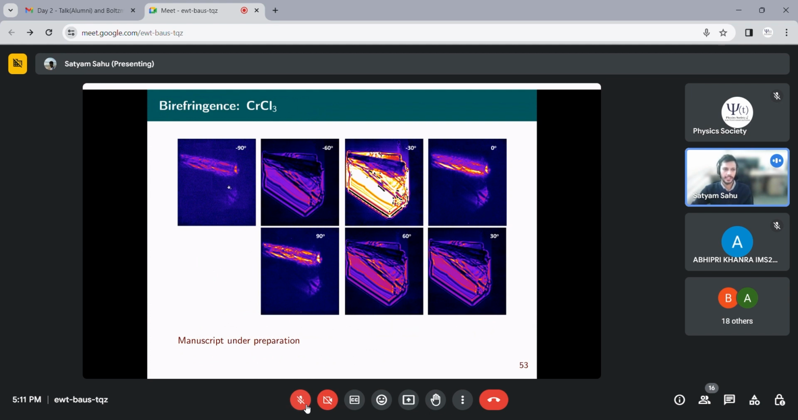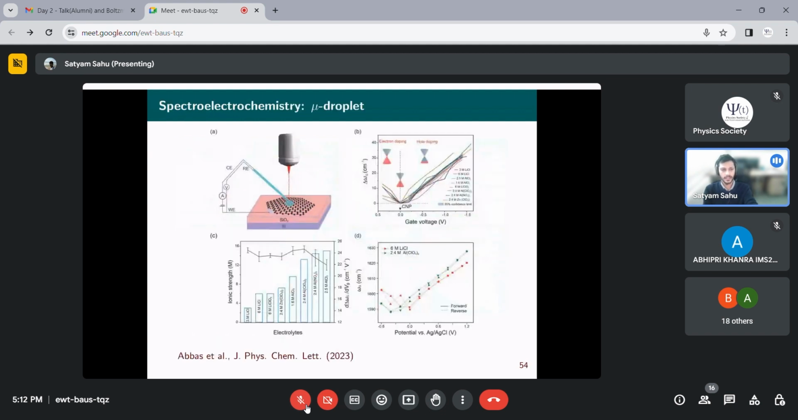So if you see here at -90, there was nothing, but then at -30 or something we had something, then at zero nothing, and similarly. Which is actually the signature of the birefringence effect, or the different refractive index along the different directions. So we are currently writing this manuscript, and yeah, that's the most important setup that we have.